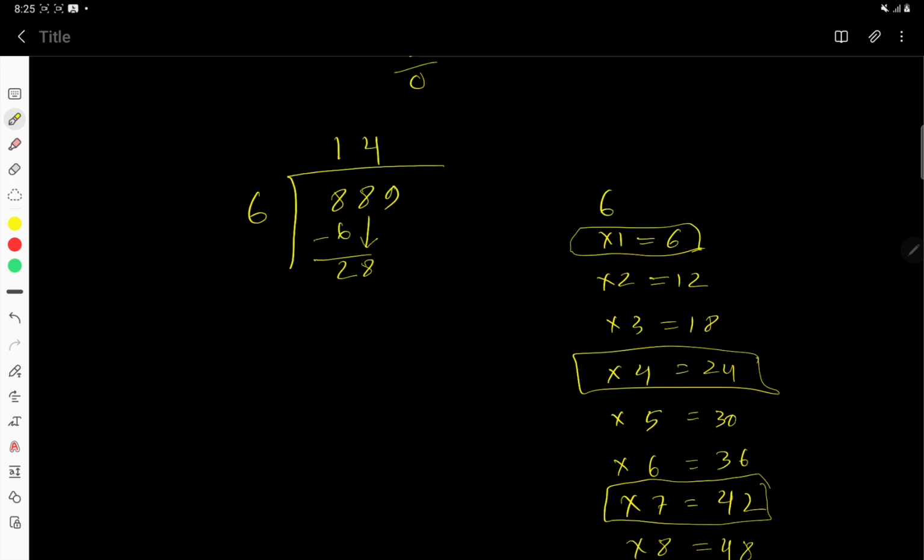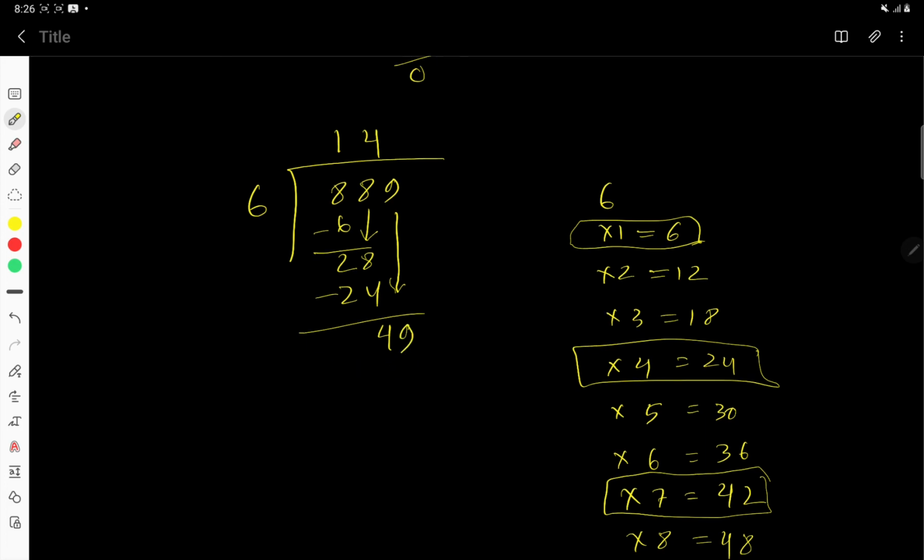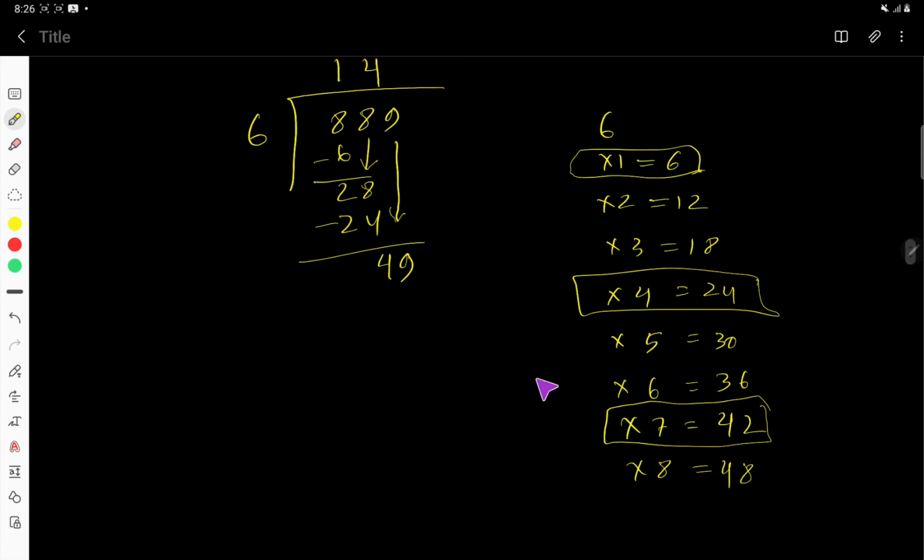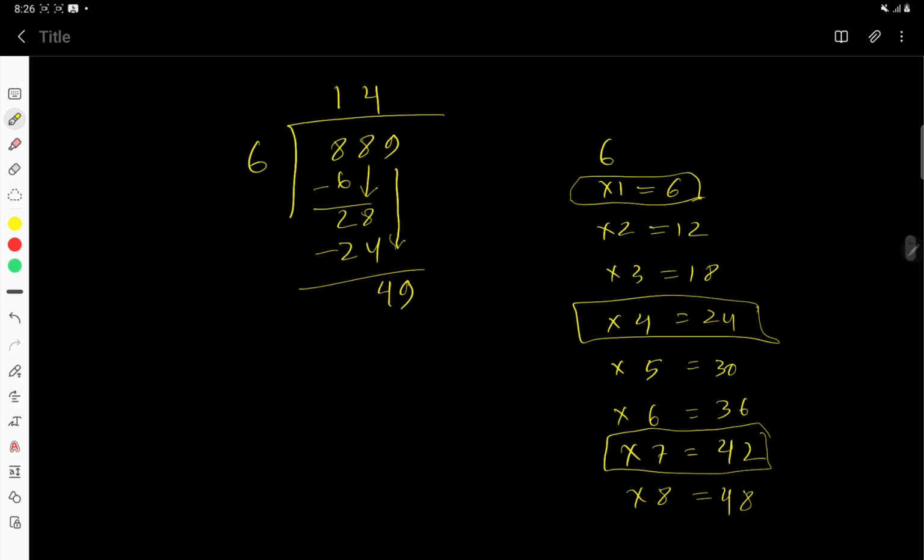So 4 times, then 24. Then you are getting 4. Now bring down this 9. So 6 goes into 49 how many times? So look, 6 goes into 49. If we take 8 times, then we are getting 48. 10 times will be higher. So we have to stop at 8. So if I take 8, then I have to write here 48, right? If you subtract, then we are getting 1.